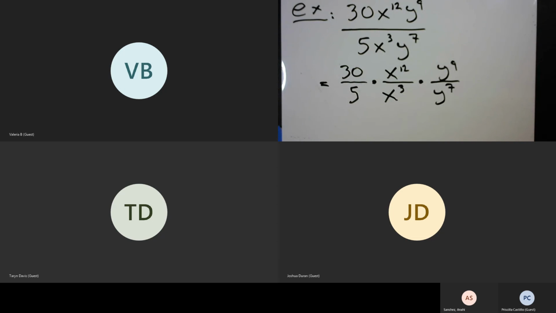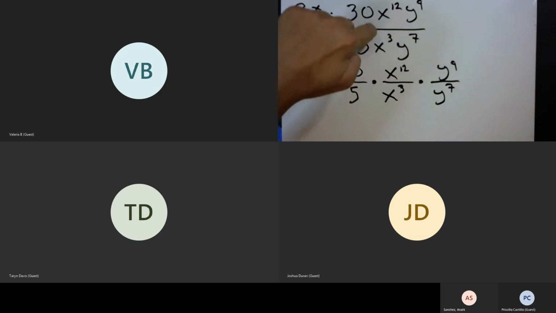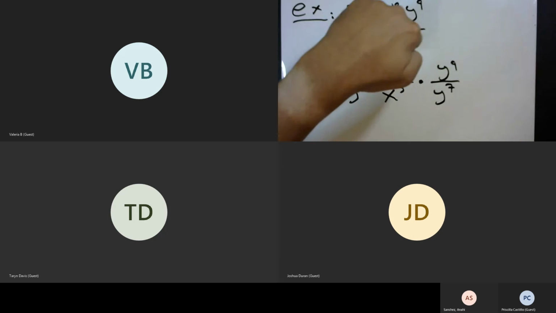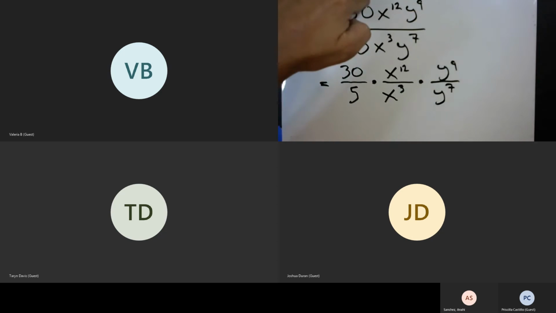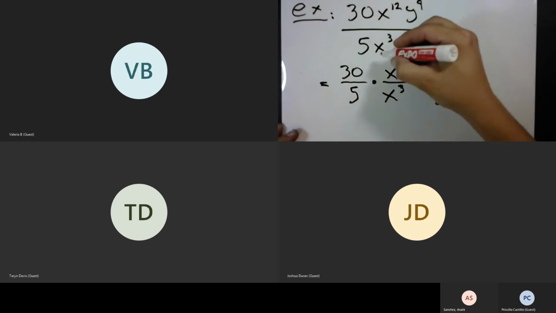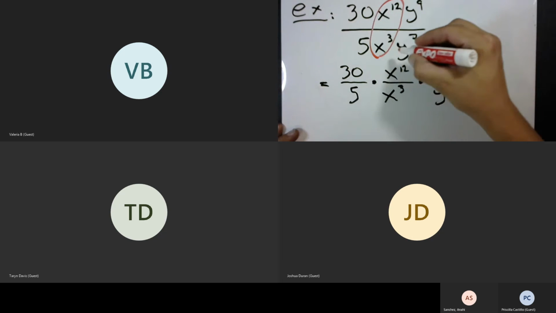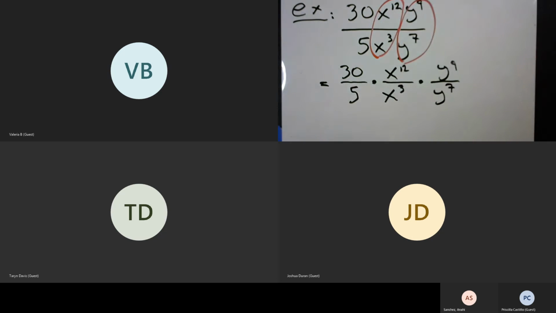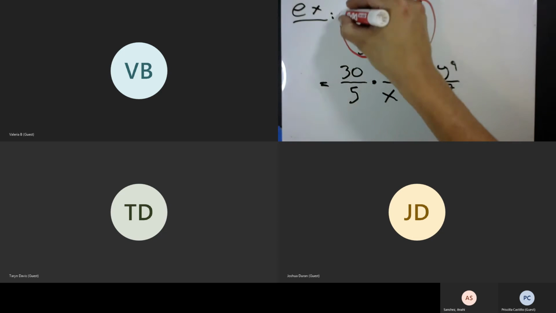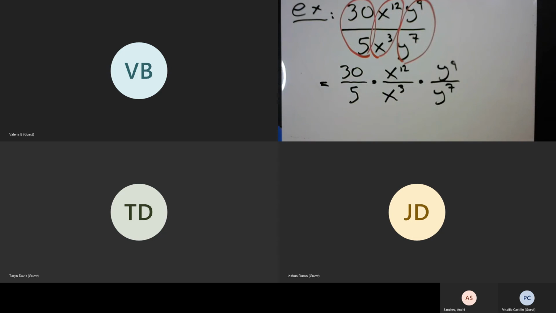Or if you wanted to, you could just rewrite it and just note that we have the x's, and then we have the y's, and then we have the constants. And you don't have to break it up like this. So you could just sort of circle, like, okay, here's the x's, here are the y's. And if they're not written where one's on top of the other, you could rewrite it so it is. And then you do your divisions.